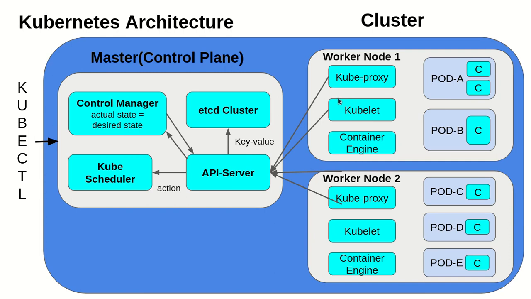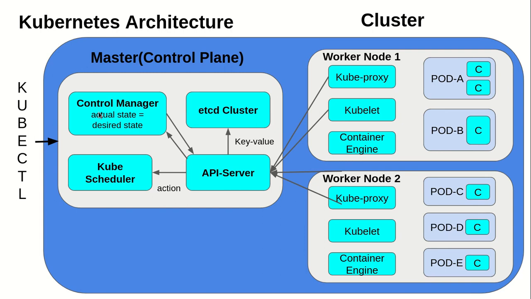The kubelet is communicating with the API server, and similarly kube proxy communicates with the API server. The API server is also communicating with the control manager, kube scheduler and etcd cluster. Basically the API server is the front end through which you can interact with the worker node and the master node.